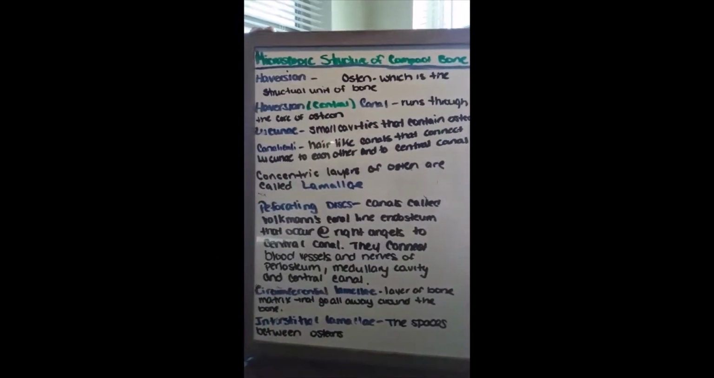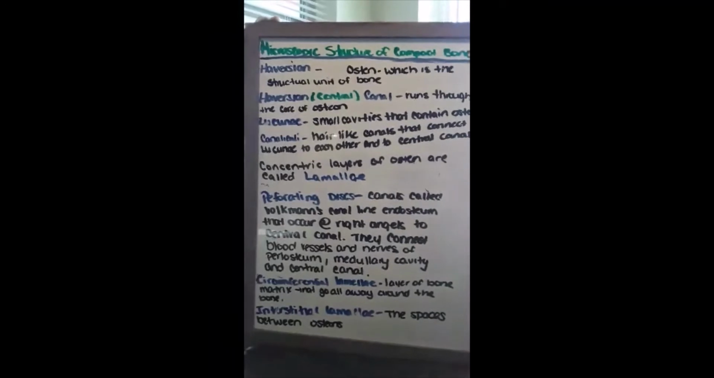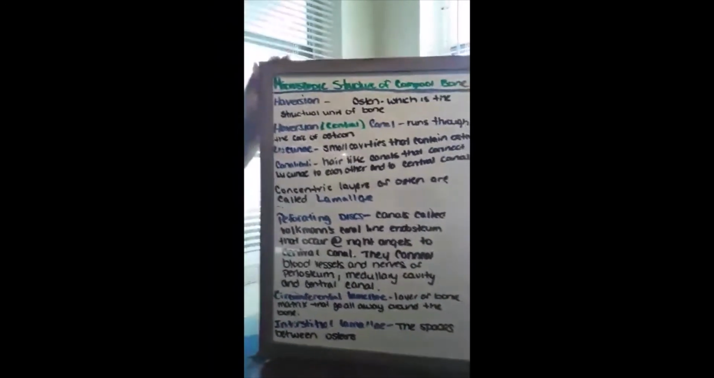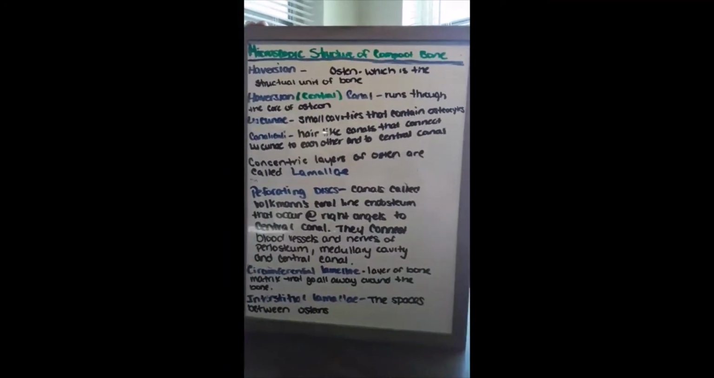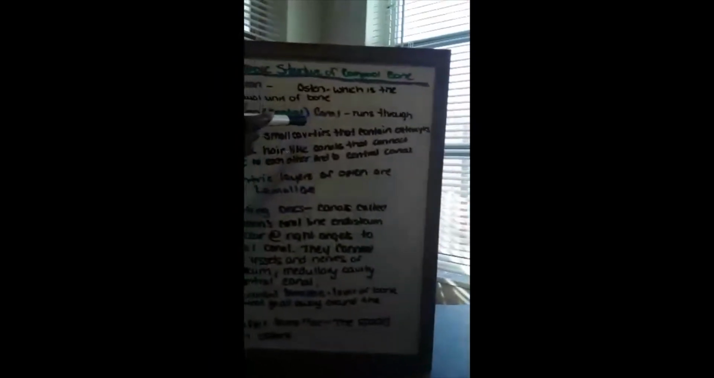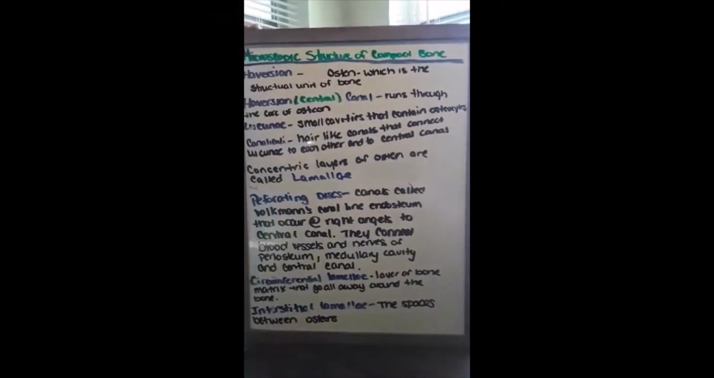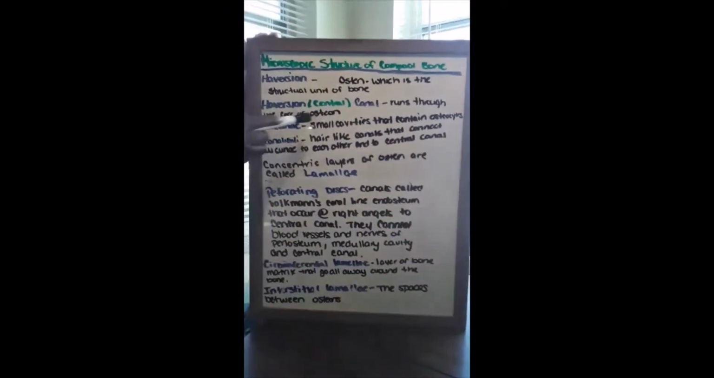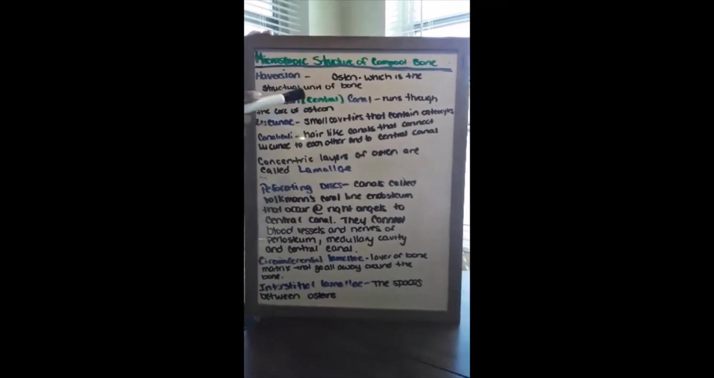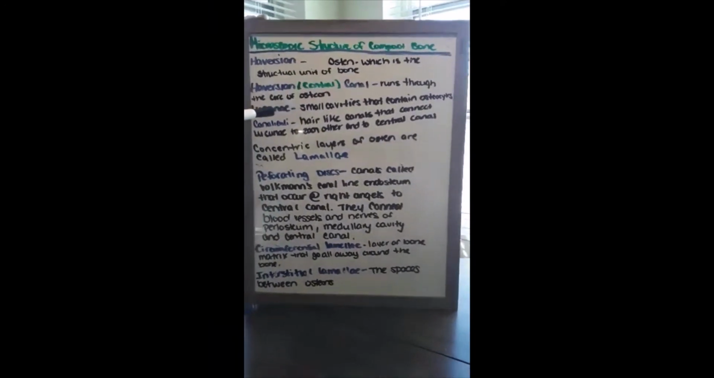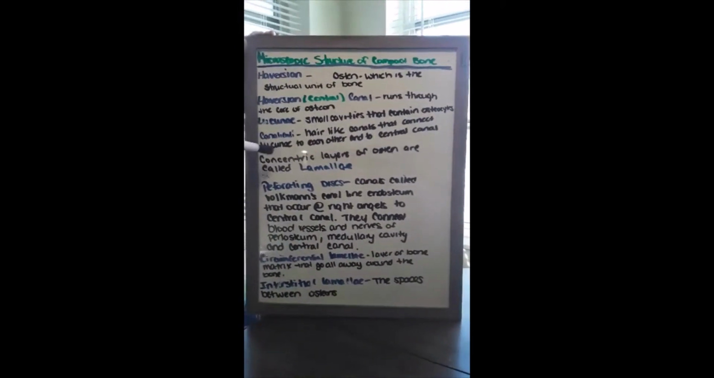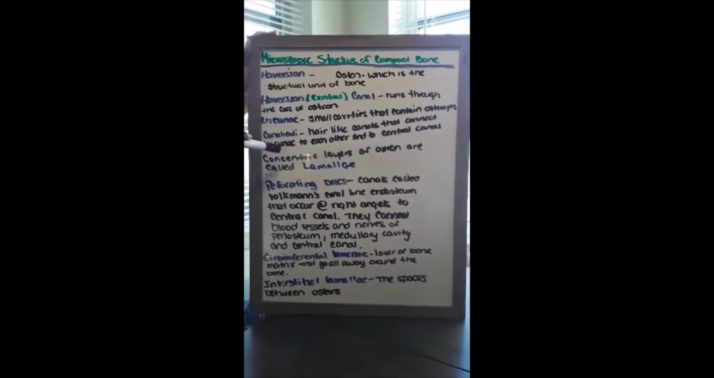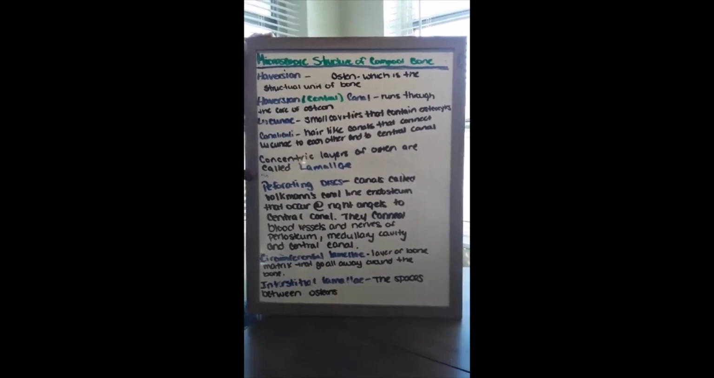Next, we're going to discuss the microscopic structure of compact bone. The compact bone consists of haversian systems. The haversian systems are osteons, which are the structural units of bone. The haversian central canal runs through the core of an osteon. Lacunae are small cavities that contain osteocytes. Canaliculi are hair-like canals that connect lacunae to each other and to the central canal.